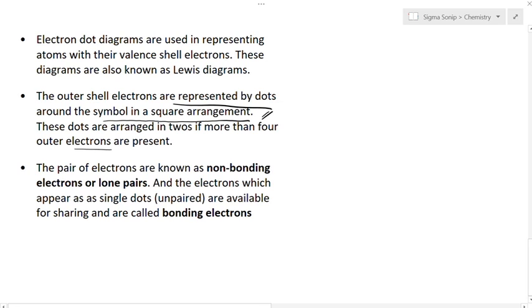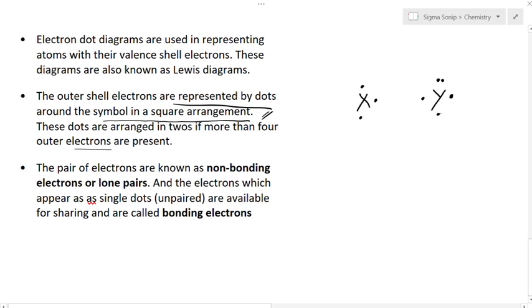So for example, if I have an element X and it has 3 electrons in its valence shell, then I will show them unpaired here because they are only 3. But if another element Y has 5 electrons in the valence shell, then I'll show them like this. I start with 4 of them as single electrons, and the 5th electron I will show as pairing of one of those electrons. That way, what it's saying is that if there are more than 4 electrons, then you start pairing them up.